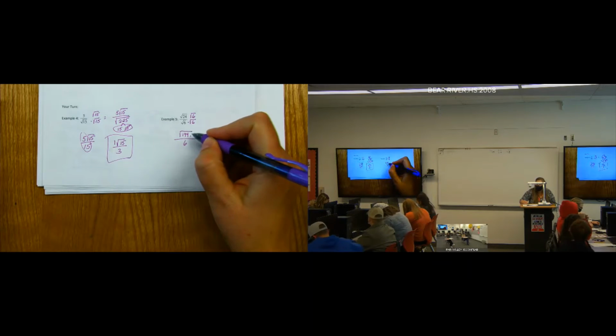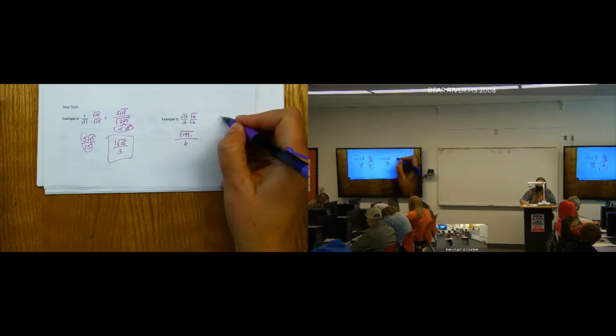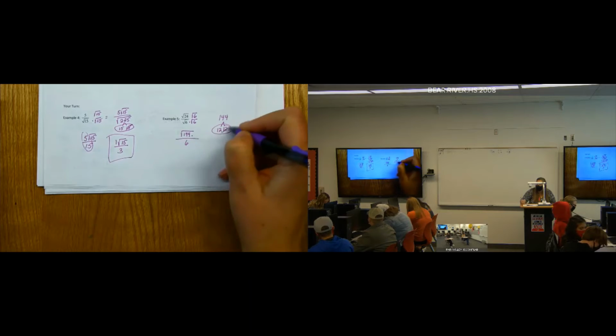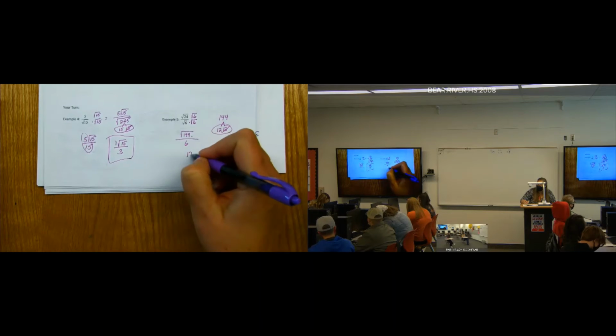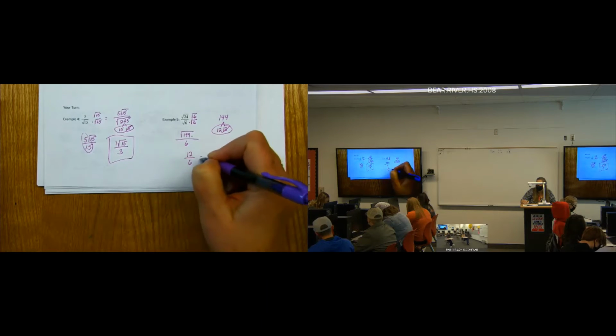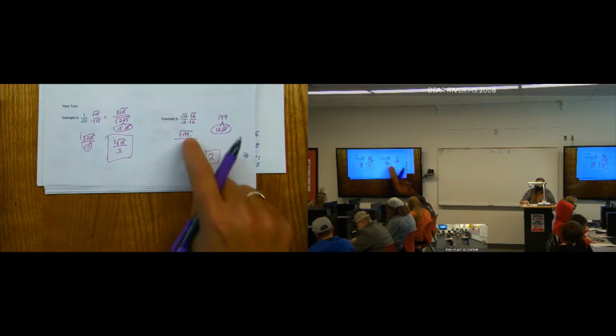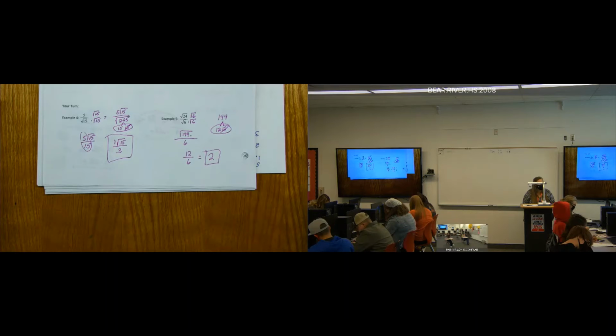Yes. What's 144? Break it down. 12 and 12. Look at that. How many do I need? Bam. So what do I get? 12 over 6, which is 2. That's a much better number than that, don't you think?